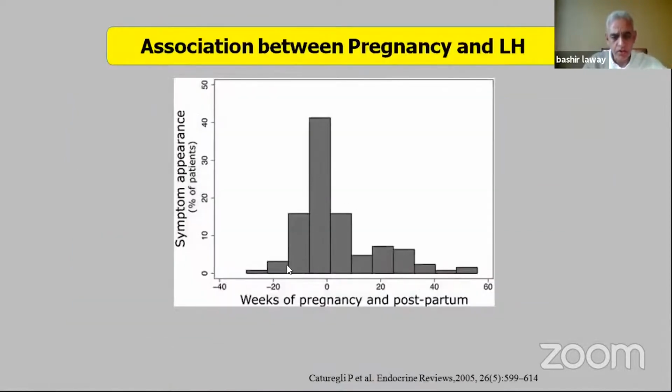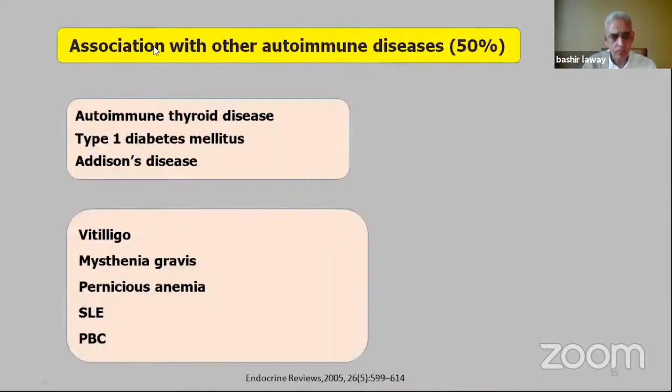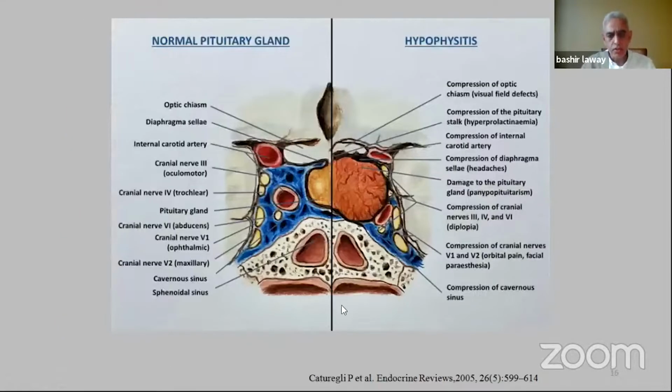So this is the slide which we have seen previously also. It shows the close association with pregnancy. This is the time of delivery. So it happens either before delivery or maybe 2 to 3 months after delivery, when symptoms will start. It is also associated with other autoimmune diseases like autoimmune thyroid disease, type 1 diabetes, autoimmune Addison's disease. So you can have other systemic manifestations like vitiligo, myasthenia gravis, pernicious anemia, SLE or primary biliary cirrhosis.